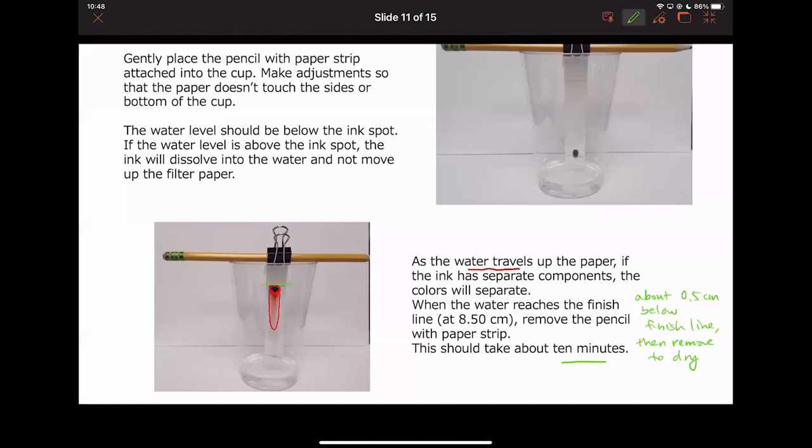So you're waiting for the water to get up the paper to about 1/2 centimeter below the finish line. Once it gets to about that point, the water will continue to travel up even after you've taken this paper out. And then it'll probably get to about that finish line.